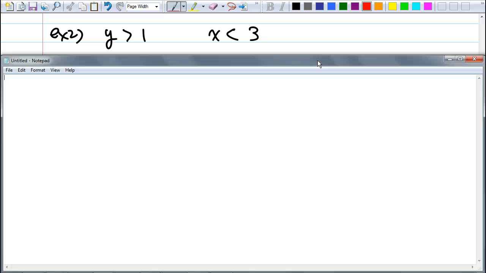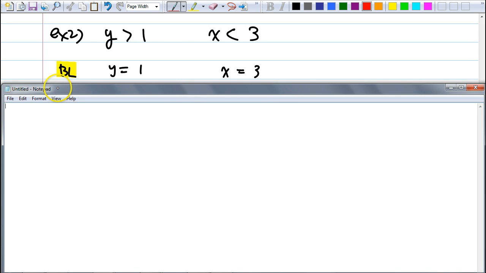What's the equation of the line that we get for the first equation? Y is equal to 1. It's easy. All you have to do is replace the inequality with an equal sign. What about the other line? X equals 3. So can I just write BL for the boundary line? Is that okay? Now, some of you had a question.